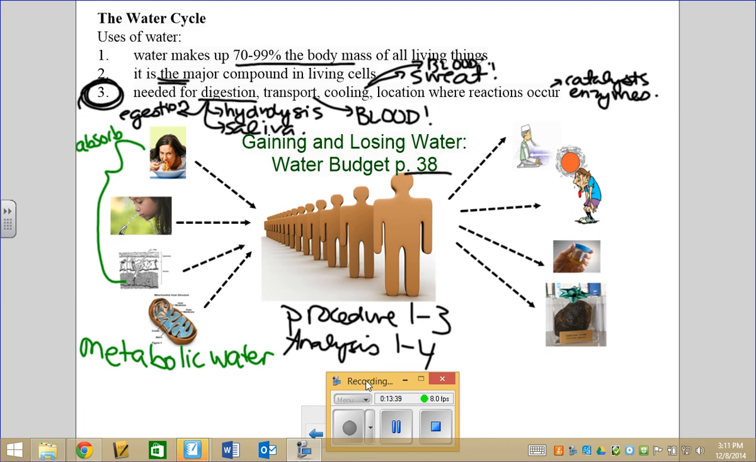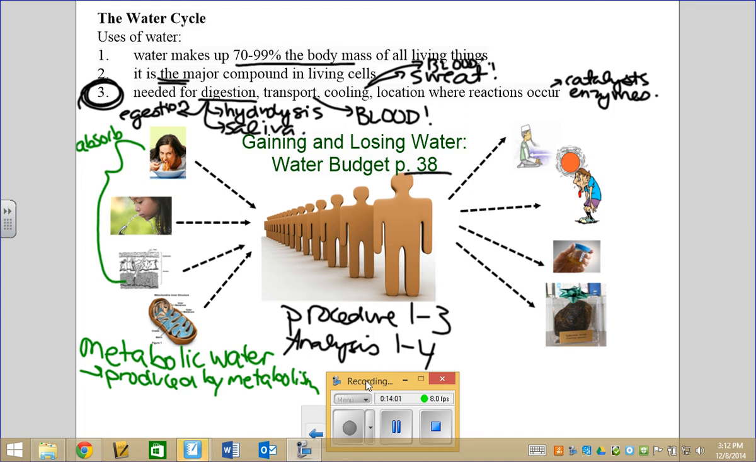Metabolic water is water that is produced by metabolism. And so we ask ourselves, what is metabolism? Metabolism is the reactions performed by your body to provide energy.